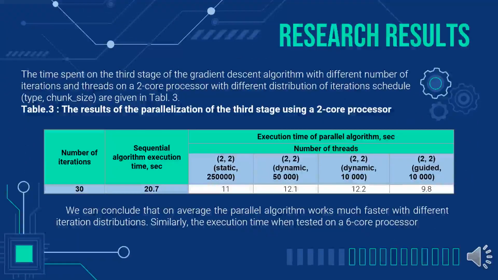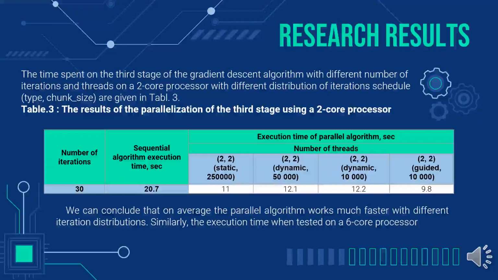The time spent on the third stage of the gradient descent algorithm with different numbers of iterations and threads on a two-core processor, with different distributions of iteration schedule type and chunk size, is given in Table 3. Table 3. The results of parallelization of the third stage using a two-core processor. We can conclude that on average the parallel algorithm works much faster with different iteration distributions.